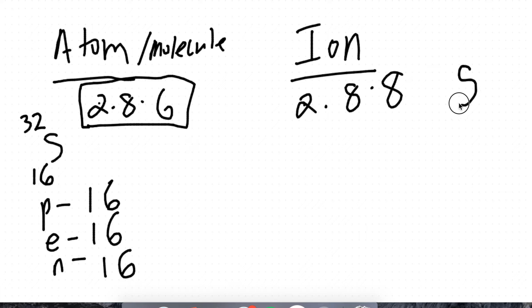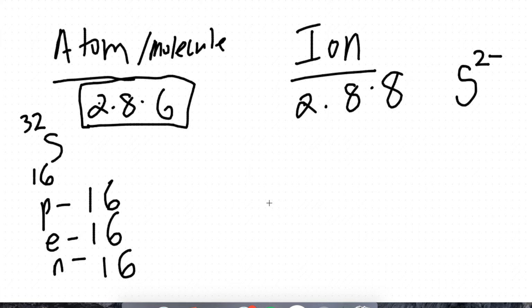The ion is S2 minus. 2 because it's gained 2 electrons, and the minus sign because it is gaining electrons. If you lose electrons, it's a positive sign. When you gain electrons, it's a negative sign.